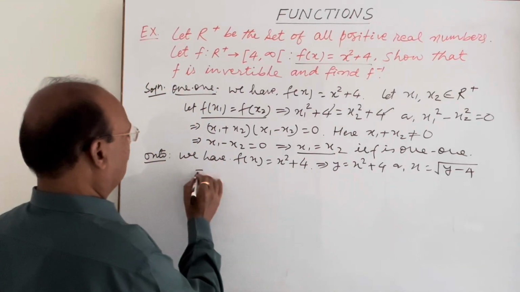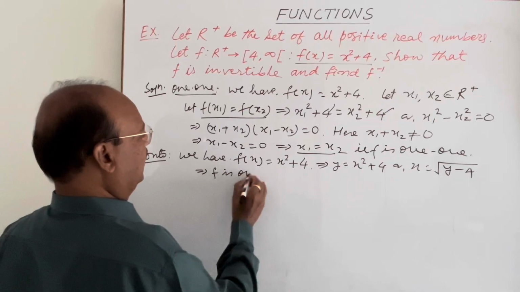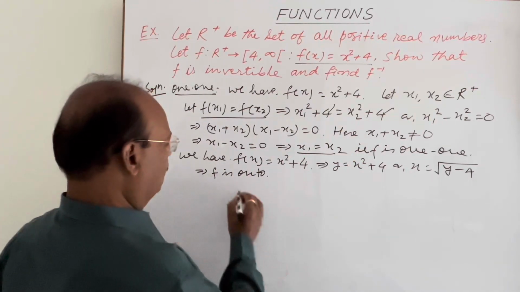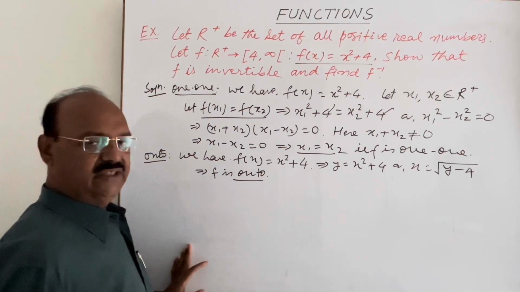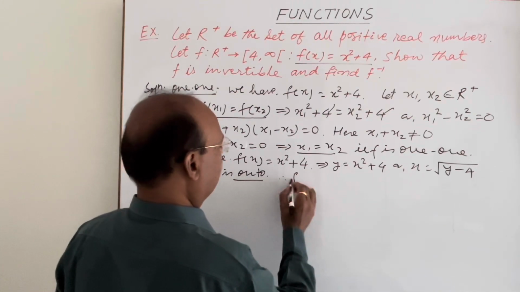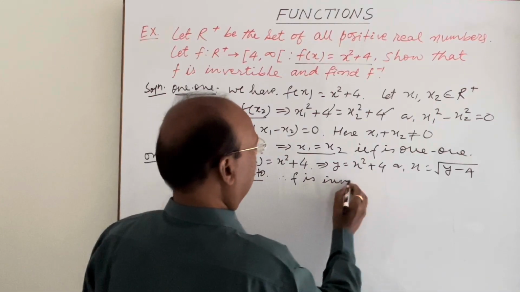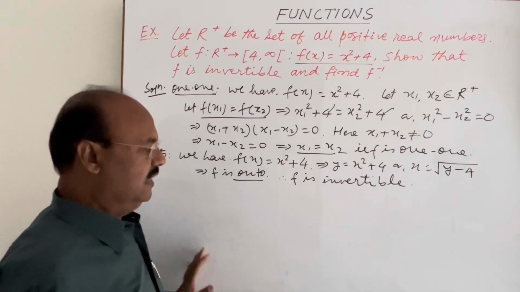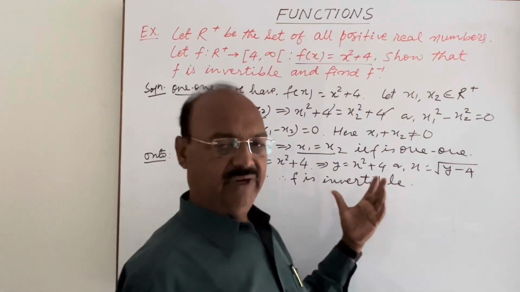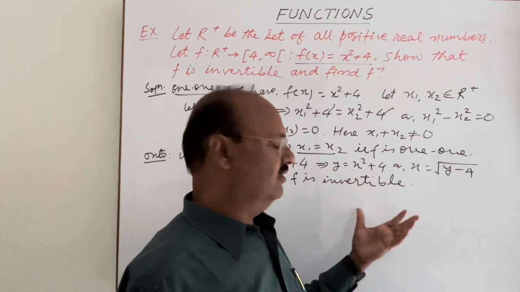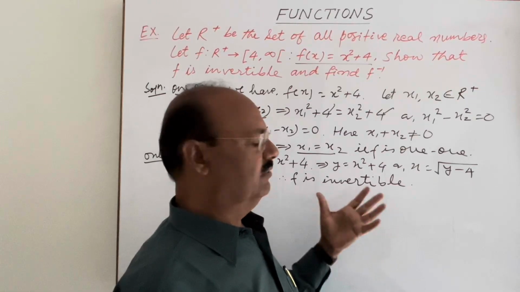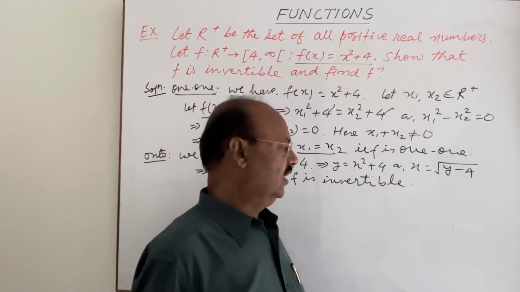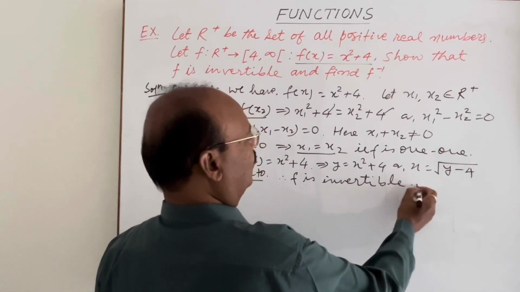So therefore this implies that f is onto, and as f is 1-1 and onto, therefore f is an invertible function. Clear? As we have discussed, a function is called invertible, meaning its inverse will exist, if the given function is 1-1 and onto, or you can say bijective function. So this part has been proved.